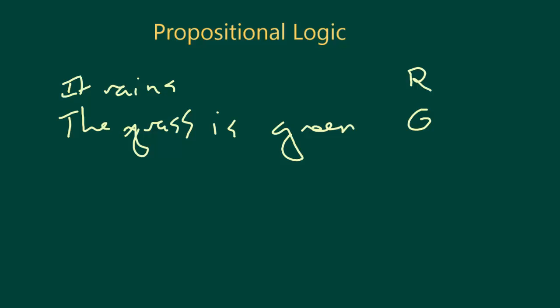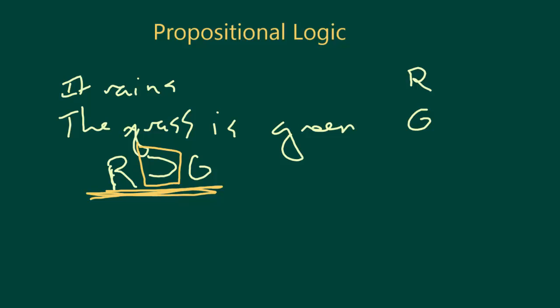So as one example, if we say if it rains, then the grass is green, we're going to be in a position to say if R then G. And we'll talk about this symbol in a moment, but it represents material conditional, the if-then. And now instead of having a simple sentence, this is a compound statement.